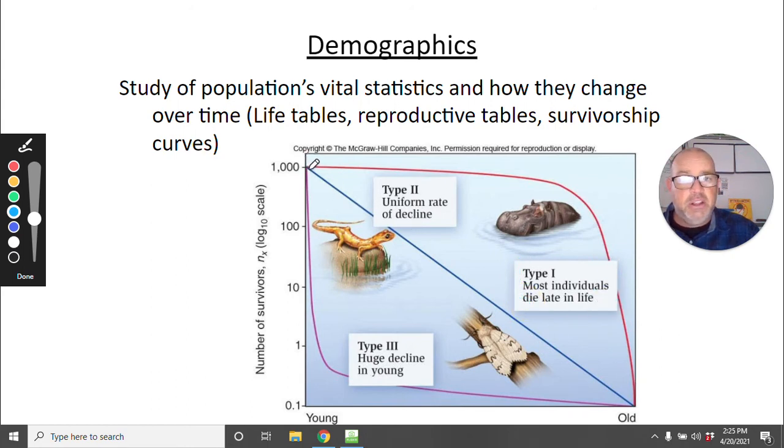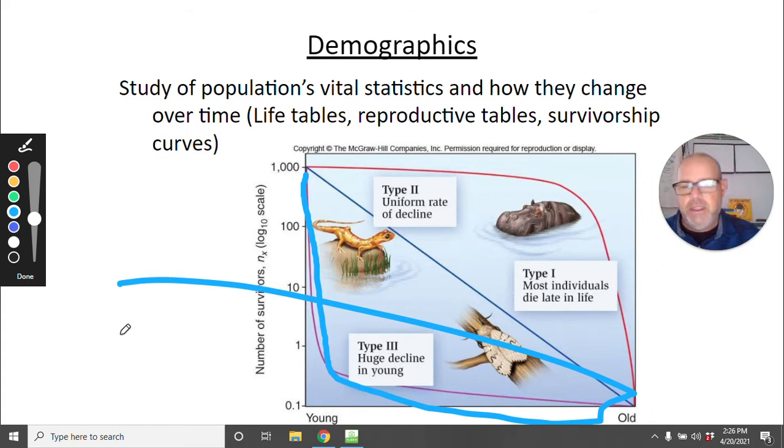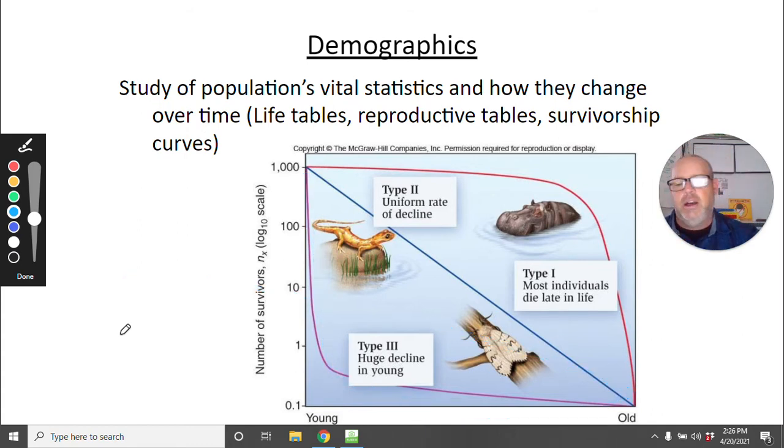Type 2, doesn't really matter how old you are. It's a pretty uniform rate of decline. Whether you're old, young, or middle-aged, they just kind of die at the same rate. That's type 2. And then type 3, huge decline in the young. So you see this in insects and stuff like that, where a lot of the young die really early, or things like fish that lay a bunch of eggs, they would probably have a lot of young die. But then if they make it past a certain point, then they actually last a little bit better, and finally, not very many of them actually get old. Okay.